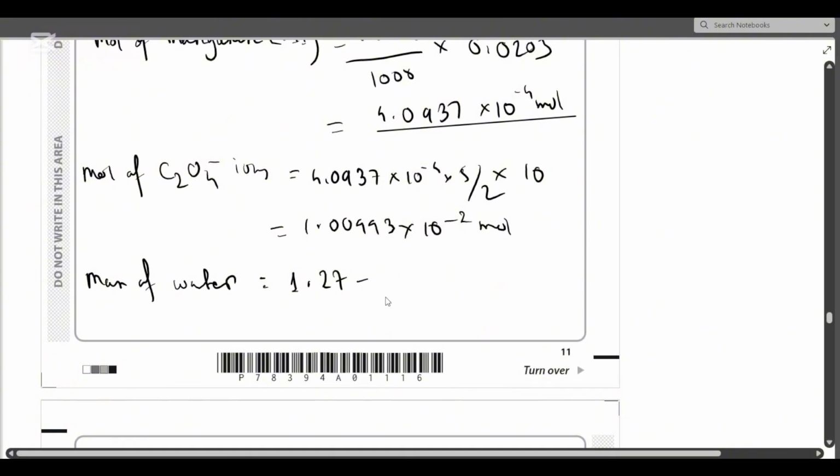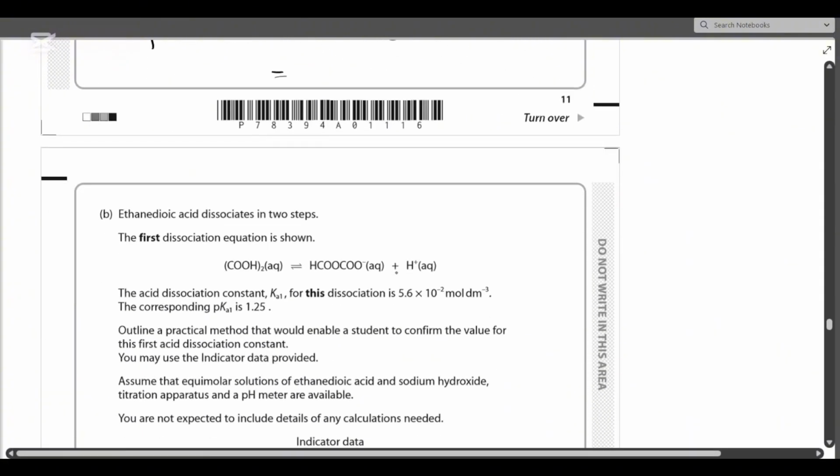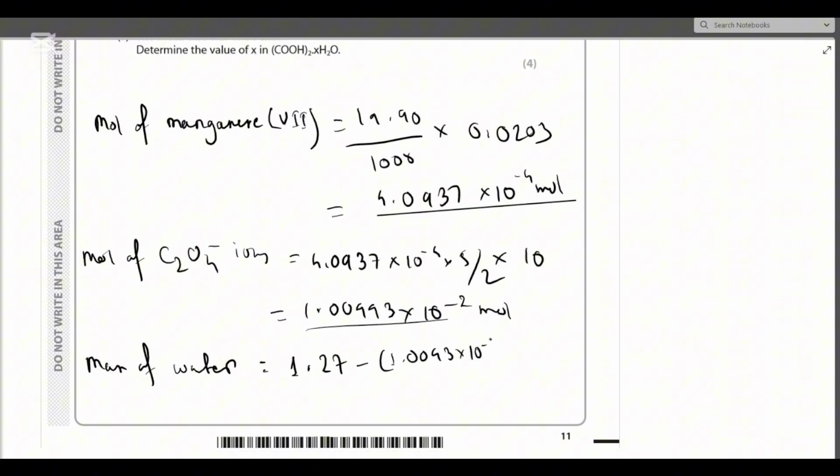So if you can subtract the mass of ethanedioic acid from the solid which we have added in the solution, we'll be able to get the mass of water. So if we do that, we can easily write 1.27 minus 0.0093 times 10 to the power minus 2, multiplied by the molar mass of ethanedioic acid, C2O4, which is about 90. We get about 0.36107 gram.